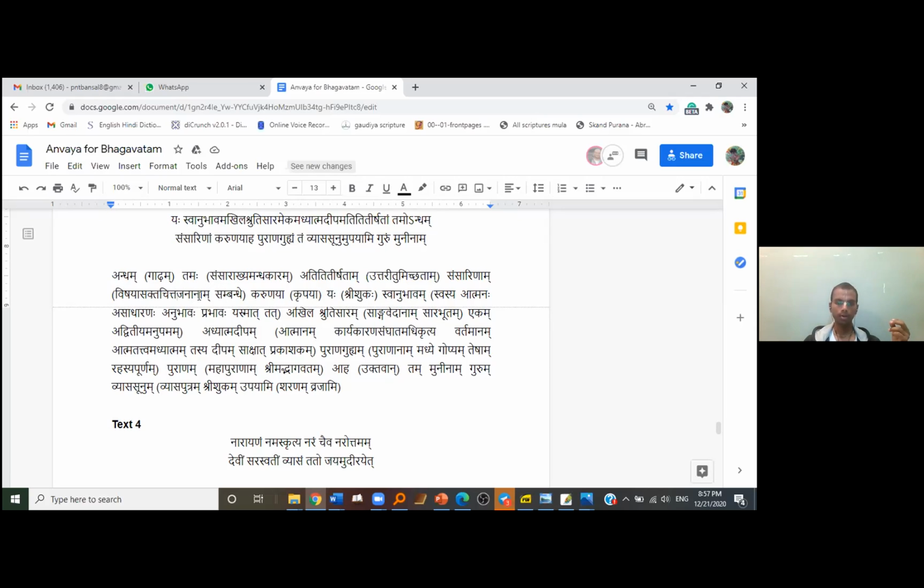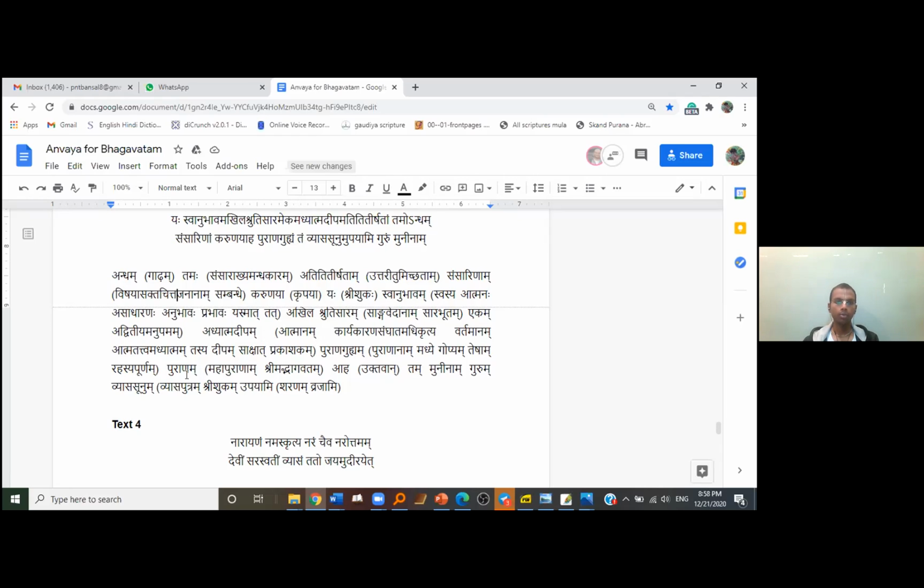So in relation to those people whose minds are very much attached to the sense objects, for the sake of such people who are willing to cross over the dense ignorance or darkness of the sansara, karunaya, mercifully, Shri Shukadev Goswami, swa anubhavam, swasya atmanaha asadharanaha anubhavaha prabhavaha yasmat, tat akhilam shruti saram, the essence of all the Vedas, ekam adhyatma deepam.